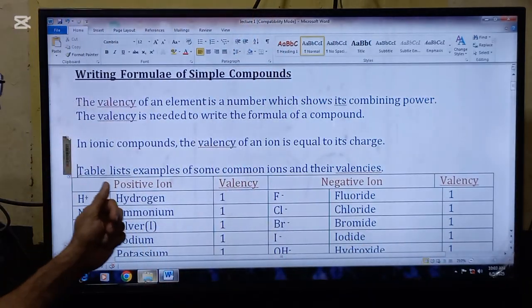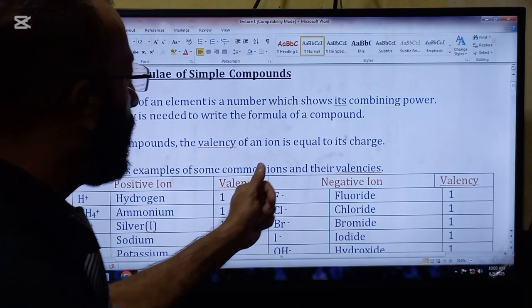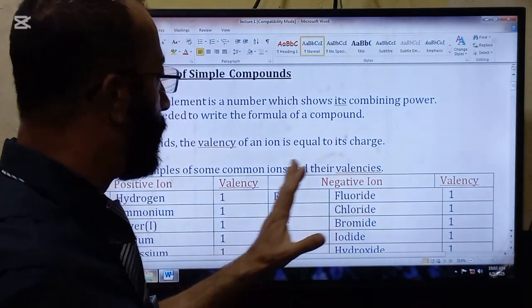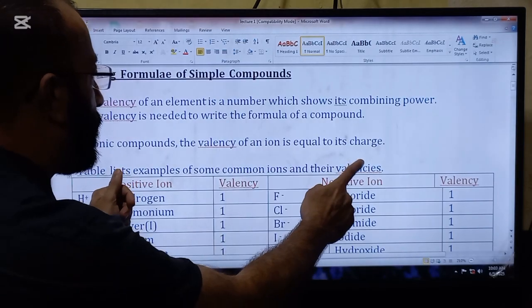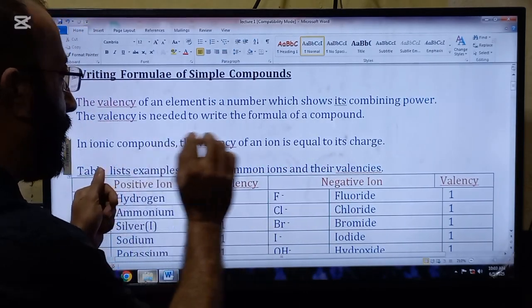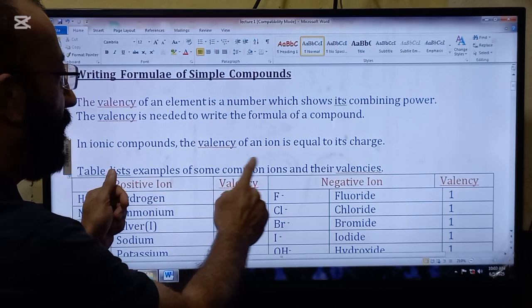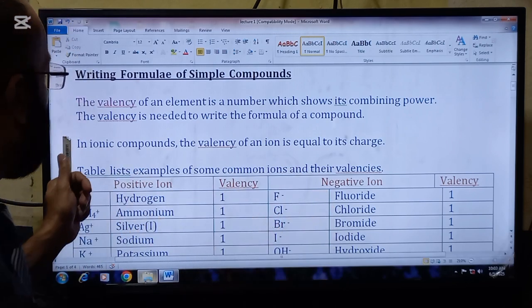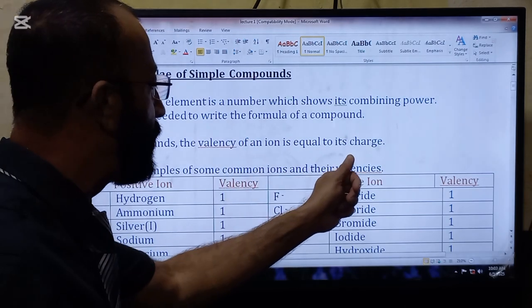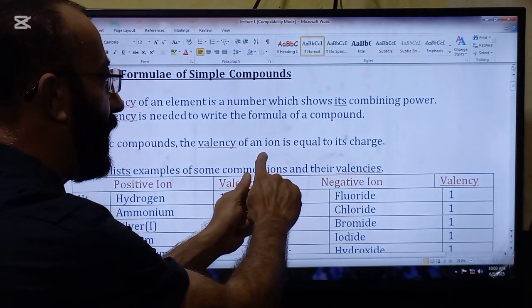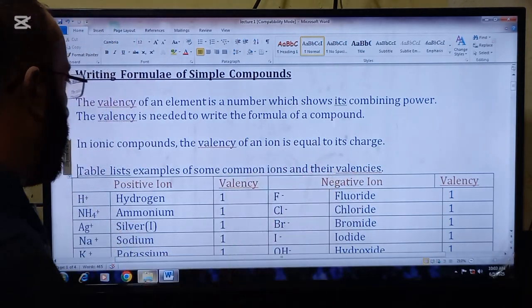In ionic compounds, the valency of an ion is equal to its charge. This is a very important point. Whatever the charge of the ion is, that will be its valency.